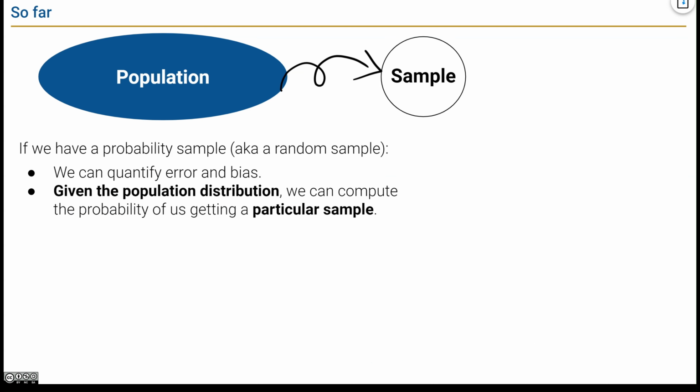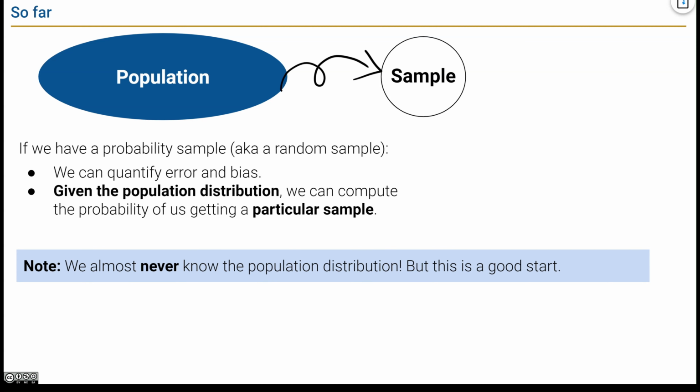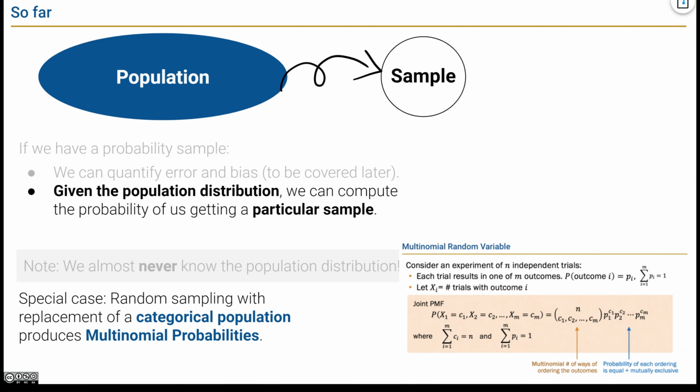All right, so what do I mean by this? Again, I'm just summarizing. If we have a probability sample, we can quantify error and bias. Given the population distribution, we can compute the probability of getting a particular sample. This is almost never really the case in reality, but it's a good start. And so there are several models that are special cases that we can use. This example of randomly sampling with replacement from a categorical population will produce results that can be well modeled by the multinomial distribution.